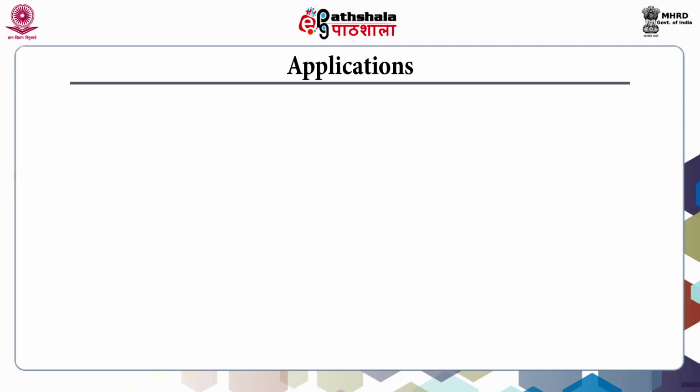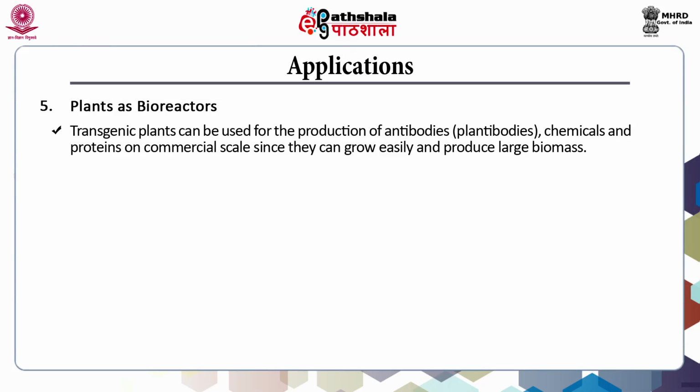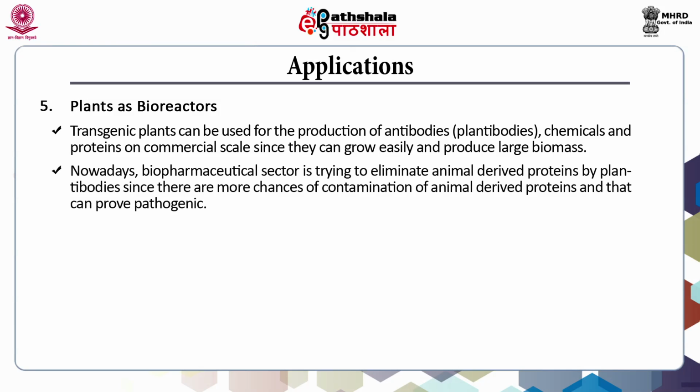The next application is the use of plants as bioreactors. Transgenic plants can be used for the production of antibodies, that is plantibodies, chemicals and proteins on a commercial scale, since they can grow easily and produce large biomass. Nowadays, the biopharmaceutical sector is trying to replace animal derived proteins with plantibodies, since there are more chances of contamination of animal derived proteins and that can prove pathogenic.